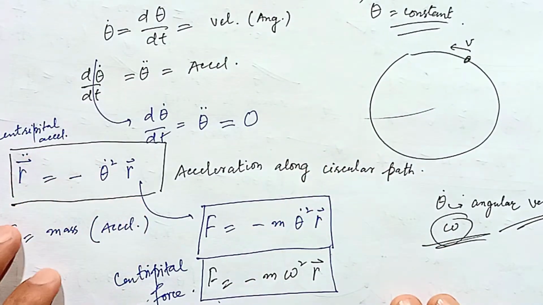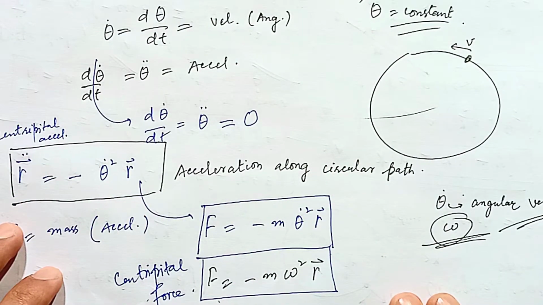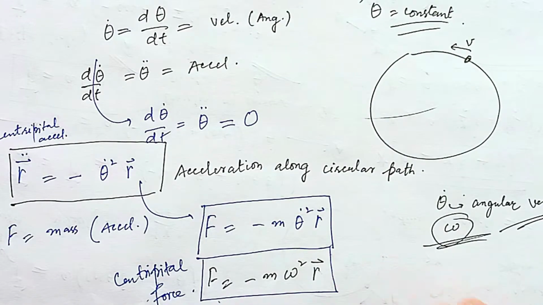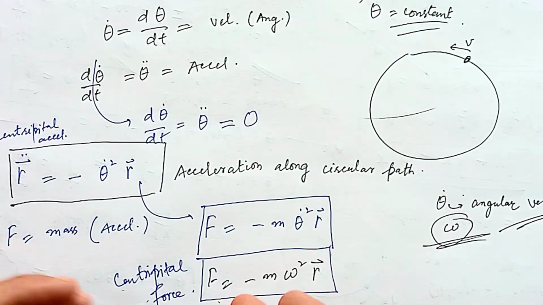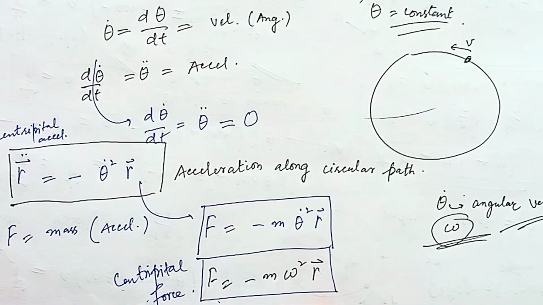So, in the previous lecture, I talked about the acceleration and velocity. How do we calculate acceleration and velocity? And from that, we can calculate the force, that is the centripetal force, in the orthogonal coordinate system.